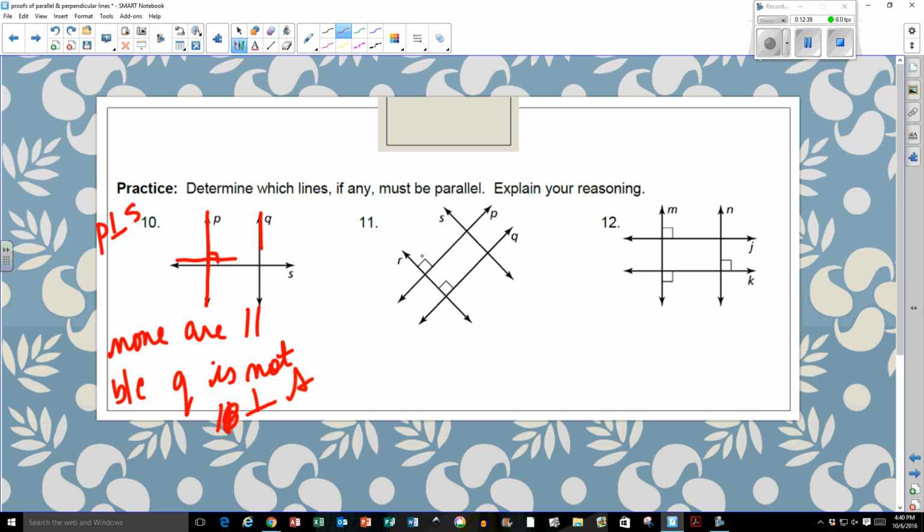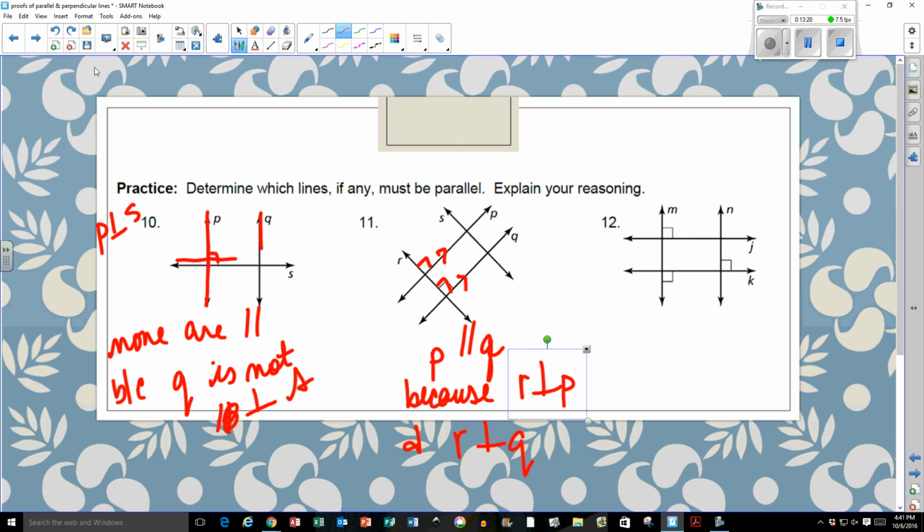All right, here I've got that this is 90 and this is 90. Since these two angles are corresponding, then P and Q are parallel. So P is parallel to Q because R is perpendicular to P and R is perpendicular to Q.